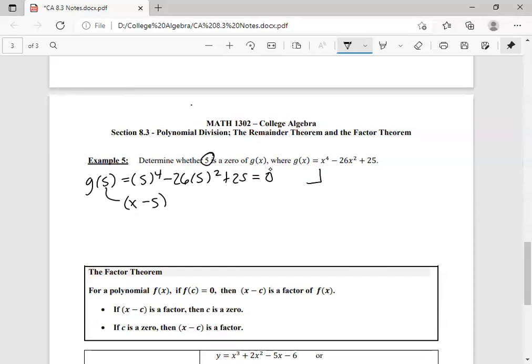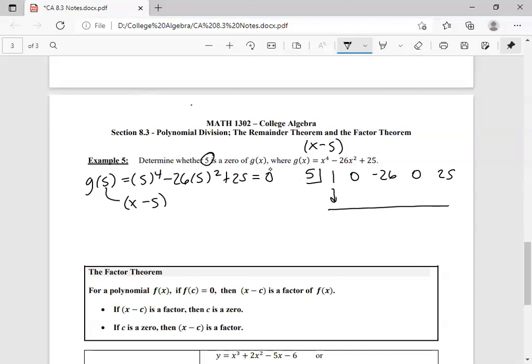If I wanted to use synthetic division to prove the same thing, I would still put 5 here because x minus 5 would be the actual term, the factored part that goes with it. So I would go, oh, x to the 4th, that's a 1. Do I have any x to the 3rds? So 0 x to the 3rds. X squared, I have -26 x squared. How many x to the first powers? None. So I have to put 0 for that. And then 25.